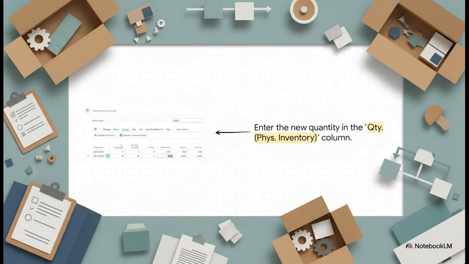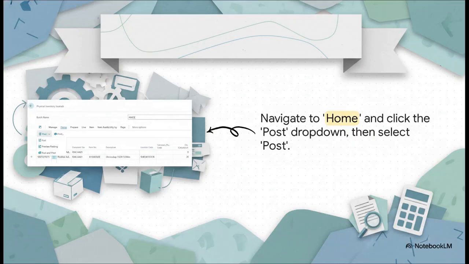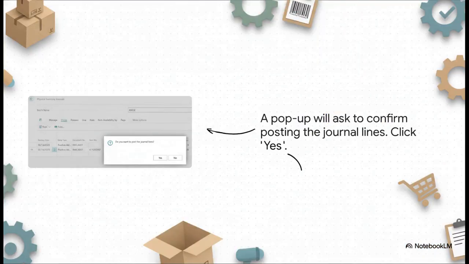You'll see your item appear. Now just plug the correct number into the QTY Phys. Inventory column. With that new number in, just zip over to the Home tab and click on Post to finalize. And yep, you guessed it, one last pop-up to confirm.